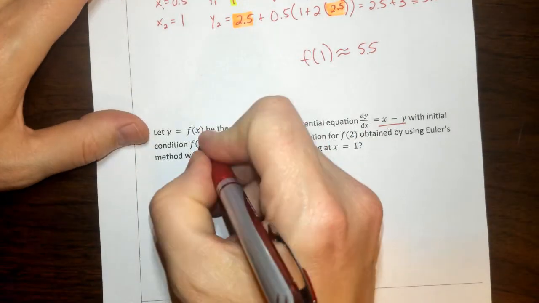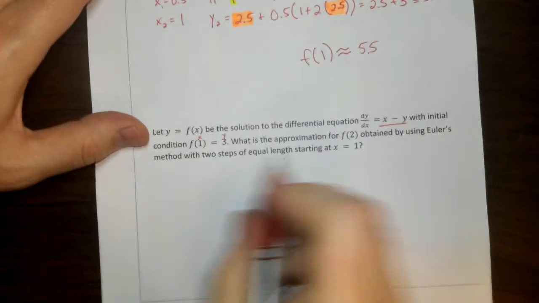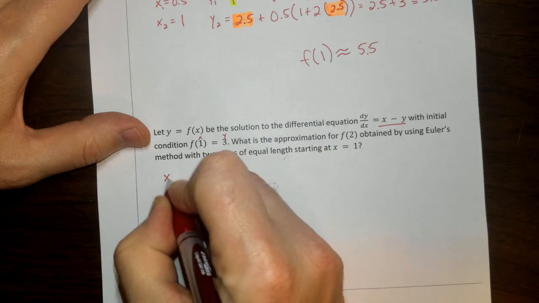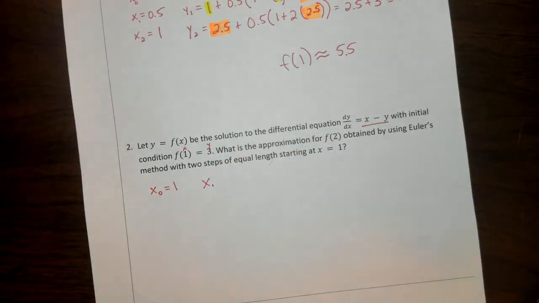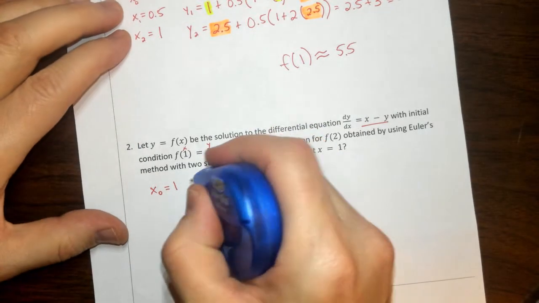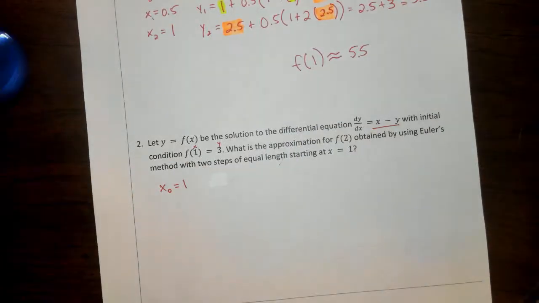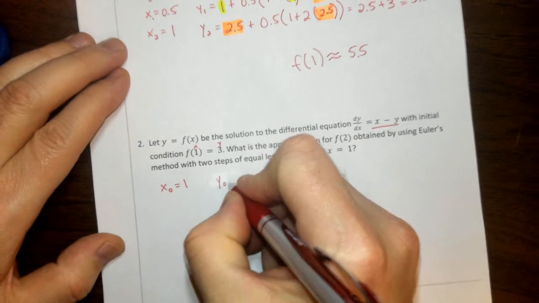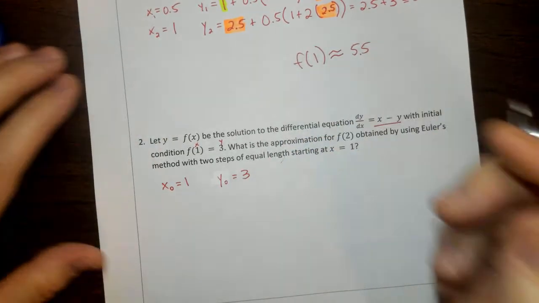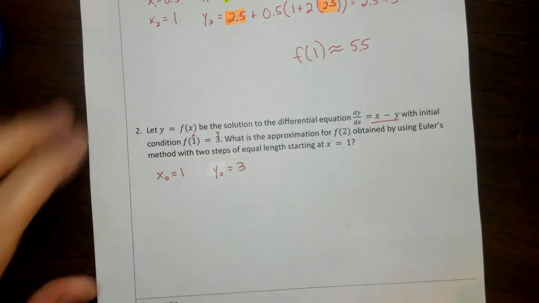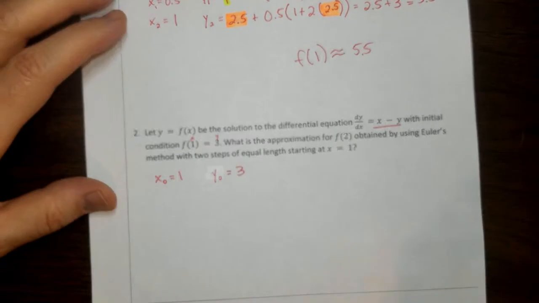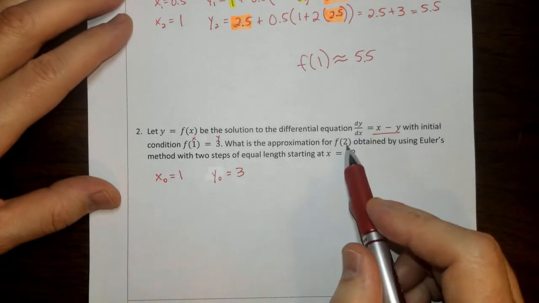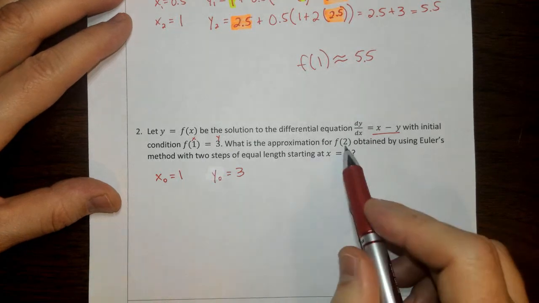So again, here's my starting x and here's my starting y. I'm going to label that x sub 0, it's 1, y sub 0, my starting y value is going to be 3. Okay, so there's my starting point. And then this time it's worded a little bit differently. It says, what's the approximation for f of 2? So we're going from f of 1 to f of 2.